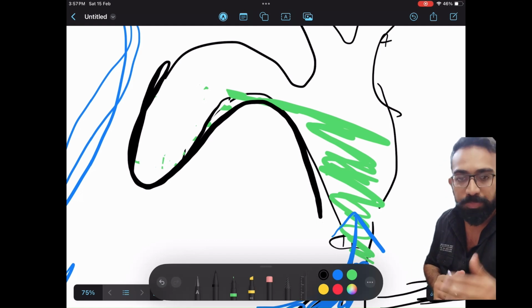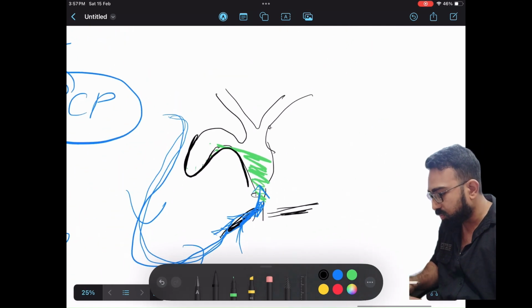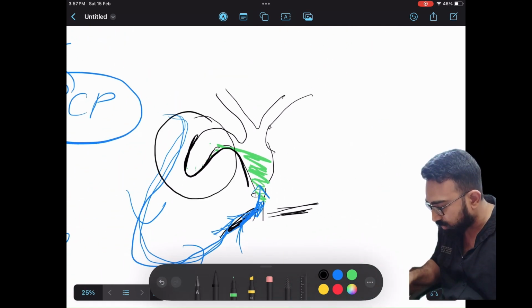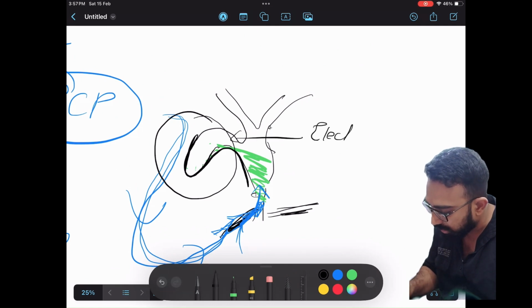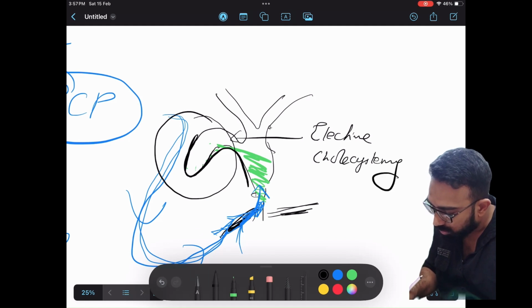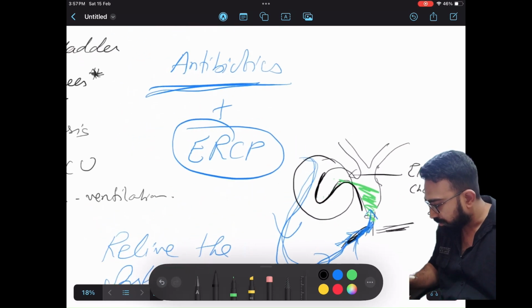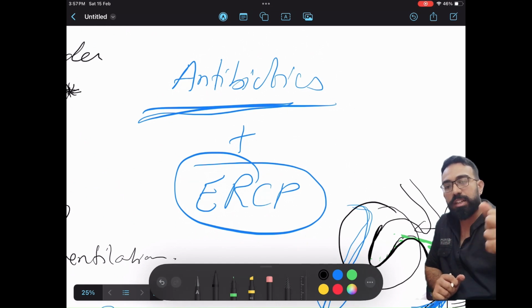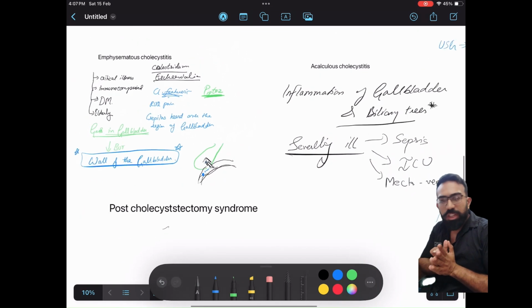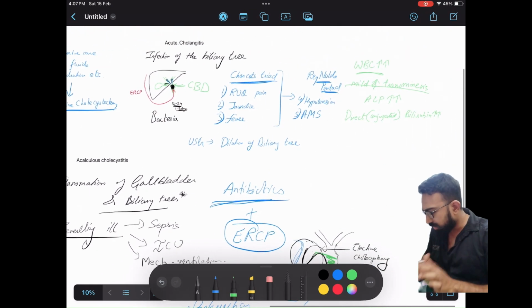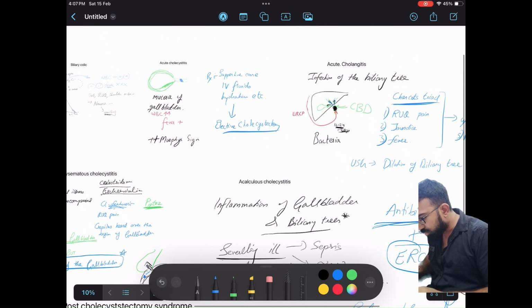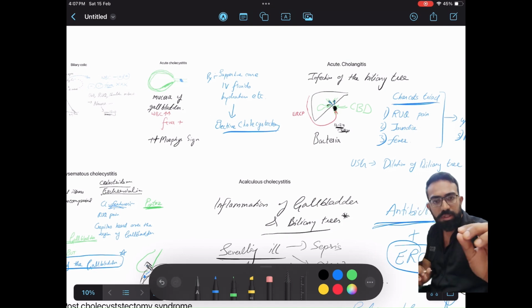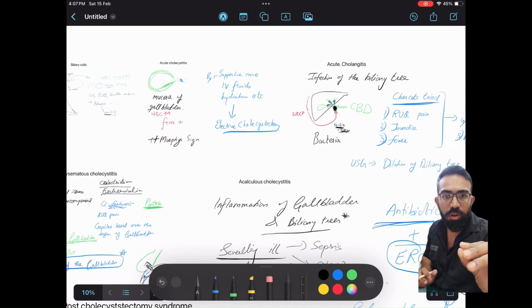Meanwhile, you are giving antibiotics also, and if there is a chance you can do elective cholecystectomy also. But the primary treatment will be antibiotics and drainage via ERCP. Now, in all these conditions that I have discussed till now, in most of these conditions, if not all, the final treatment is the removal of gallbladder.